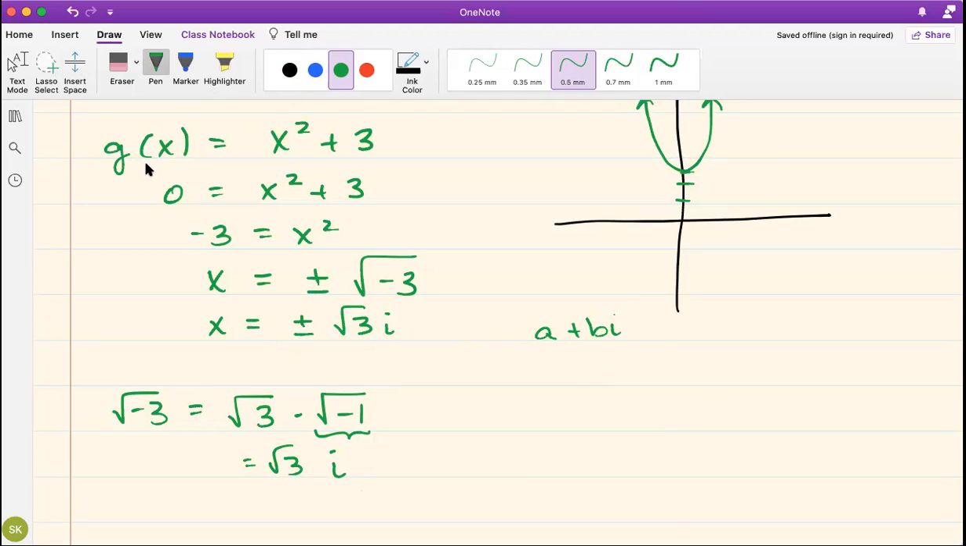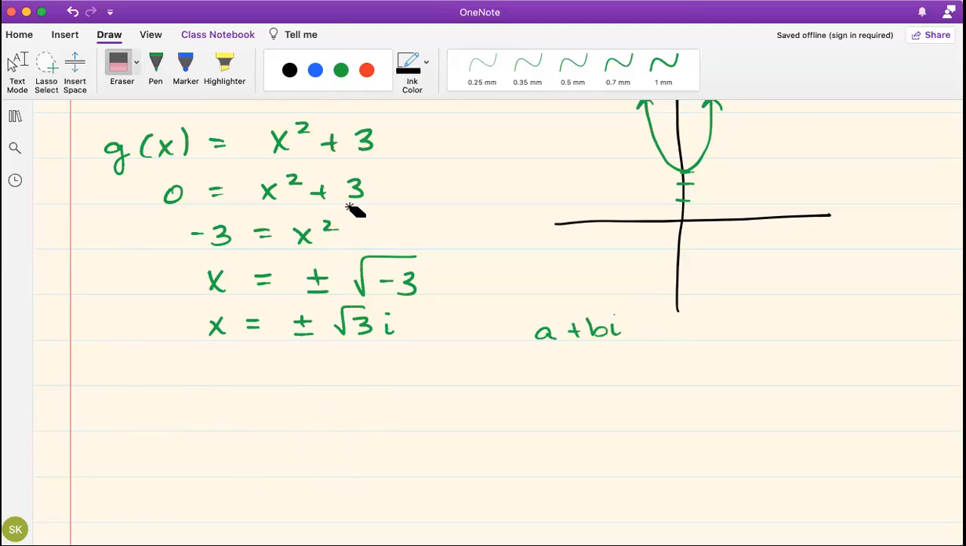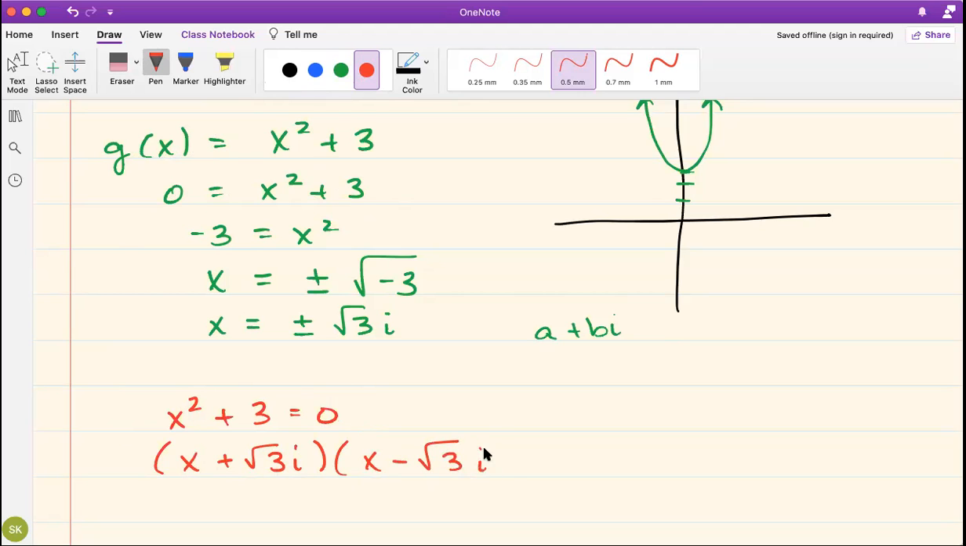And what's interesting about this is we said that this wasn't factorable, and it's not factorable with regards to the real numbers, but it is factorable with regards to the complex numbers. So x squared plus 3 equal to 0 is going to be x plus the square root of 3i times x minus the square root of 3i. That's how you can factor this.